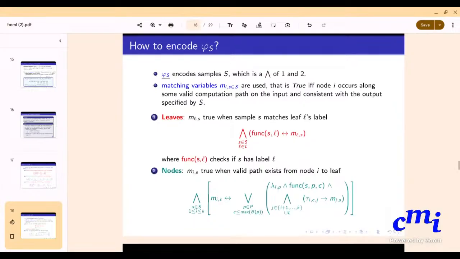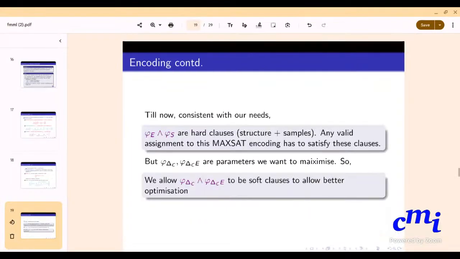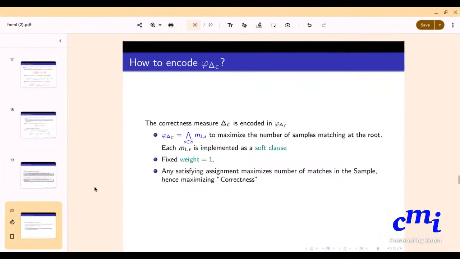Then what are the other two things? Here I use the same M predicate that I used in previous slides, and I now want to maximize the number of samples that get it correct. That is why I encoded it as a soft clause with weight 1.